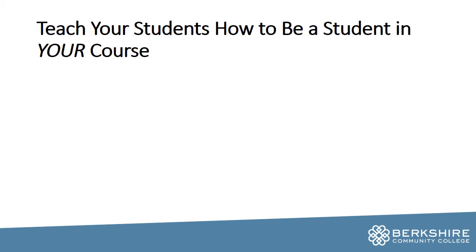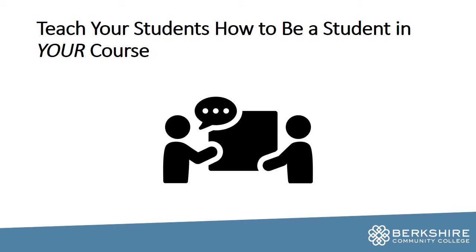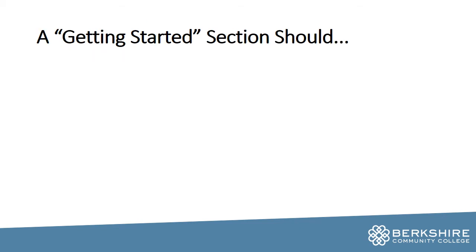These are the ways that you can teach your students not how to be a student, but how to be a student in your course. So what it means to be a student in your course, what the expectations are, and how students can be successful in your specific course. A Getting Started section, or a Start Here or an orientation to this course section that happens right away in your course, is really important to communicating these expectations to students and engaging them right from the beginning.